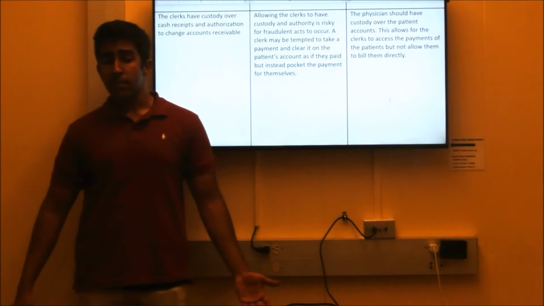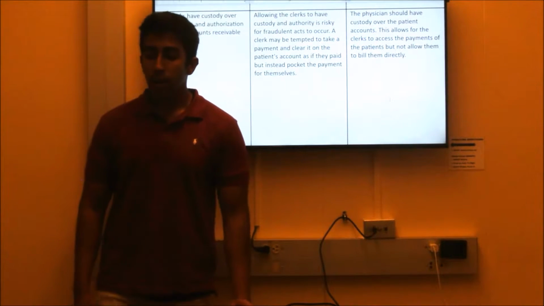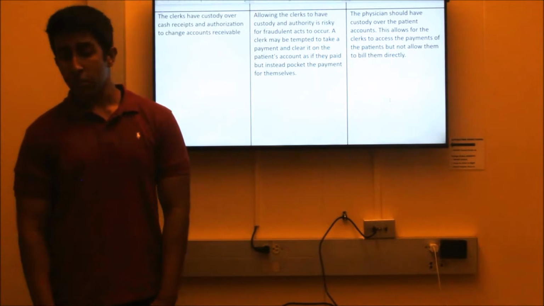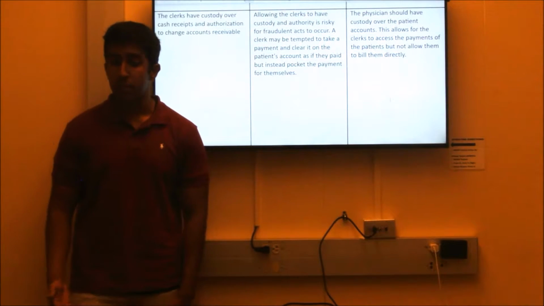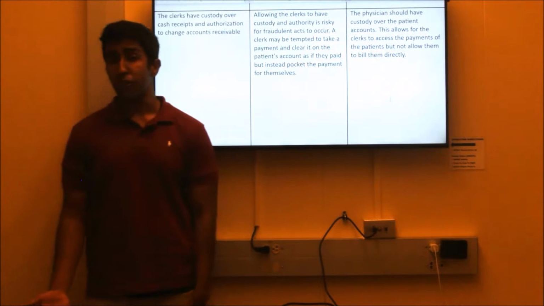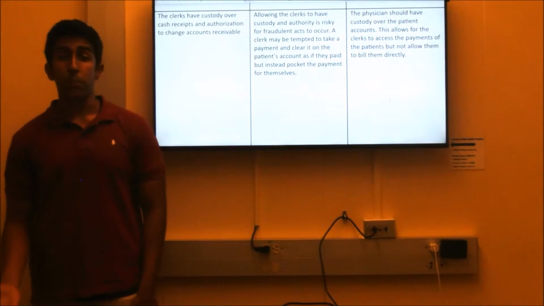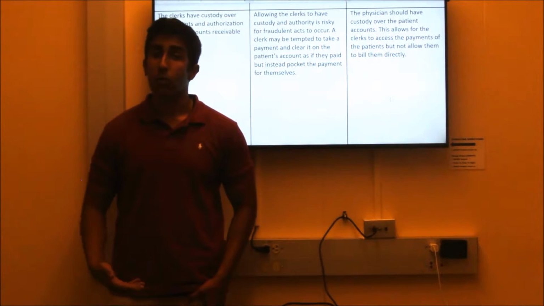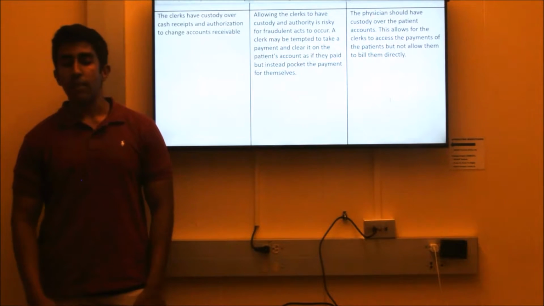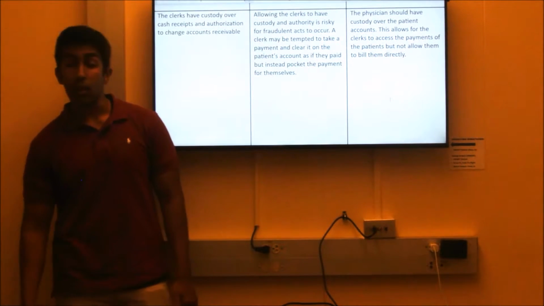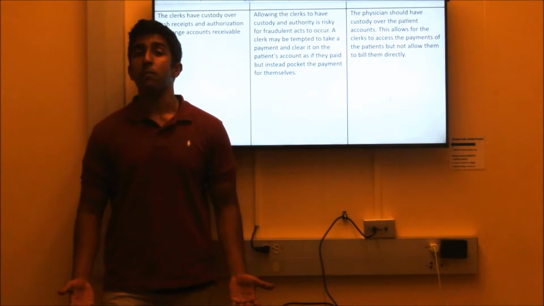The second problem we have is that clerks have custody over cash receipts and the authorization to change accounts receivable. That's a problem because allowing the clerks to be able to change the accounts receivable and for them to have custody and authority is risky because fraudulent activities could occur under their watch. A clerk could be tempted to pocket a payment and make it seem like it was paid, so that's definitely something that we wouldn't want to occur. In order to fix this, we should have the physician have custody over the patient accounts because that'll allow the clerks to be able to access the payments of the accounts but not able to bill the patients directly.